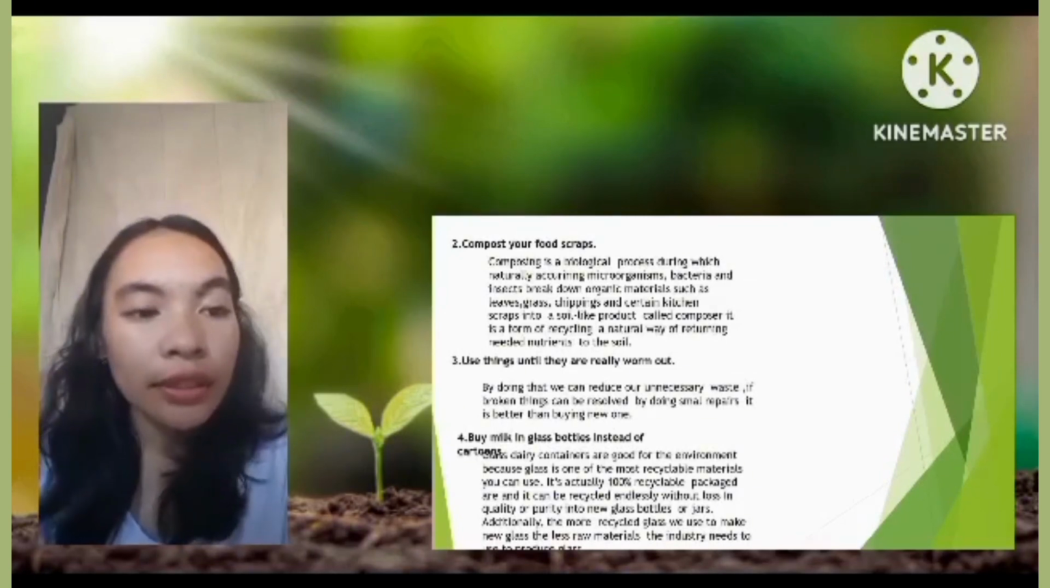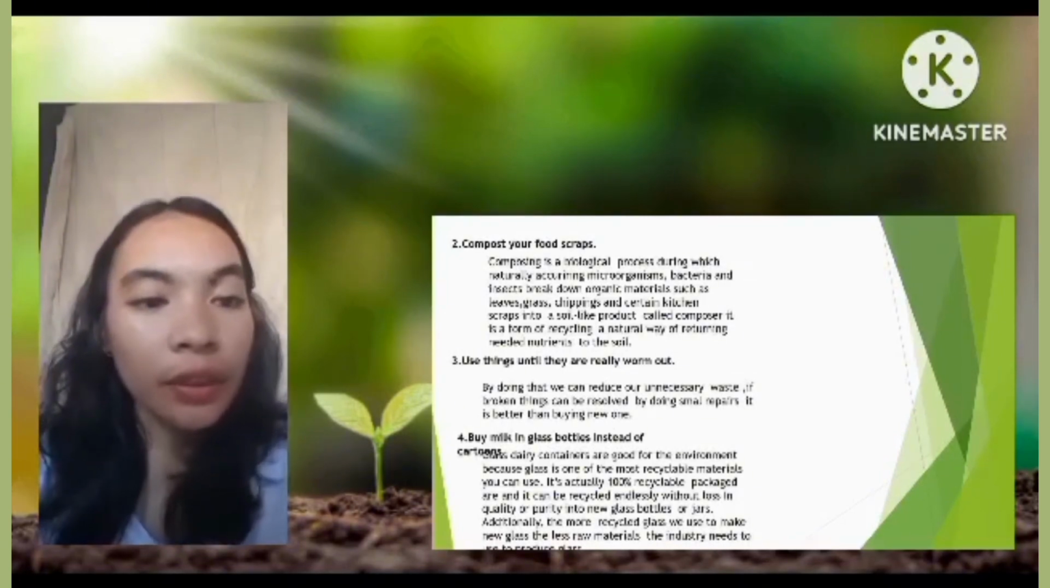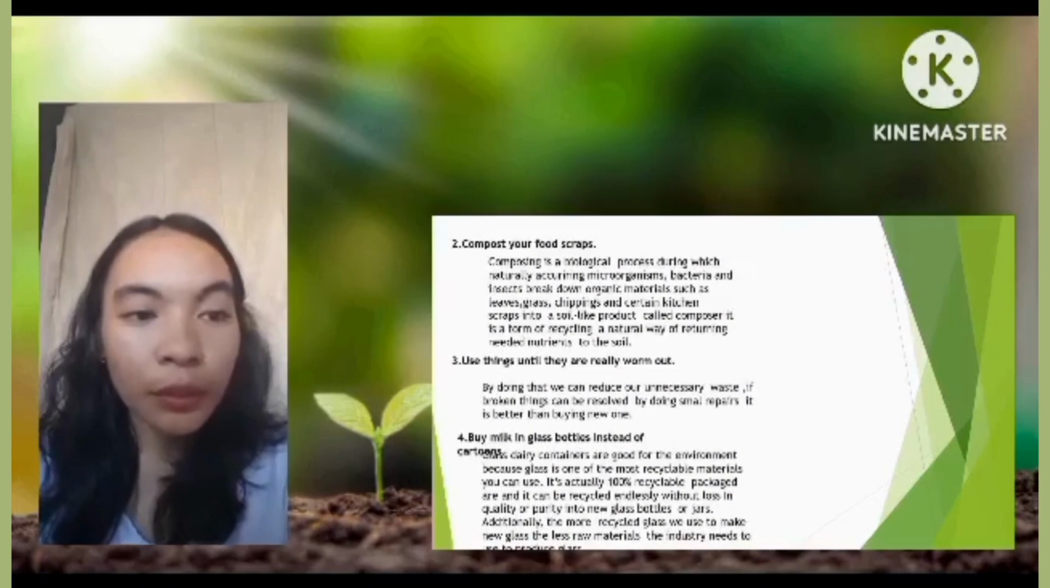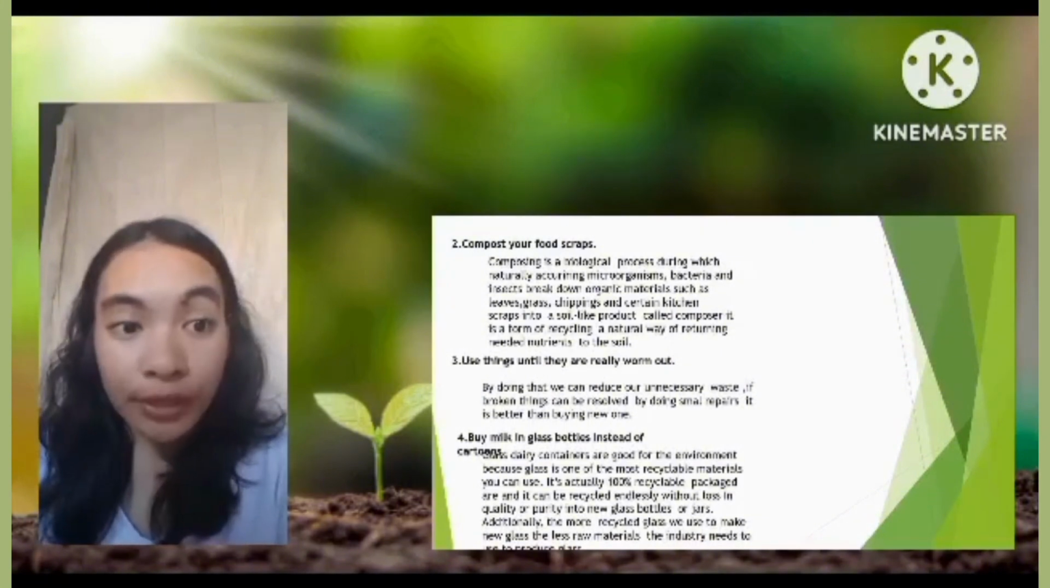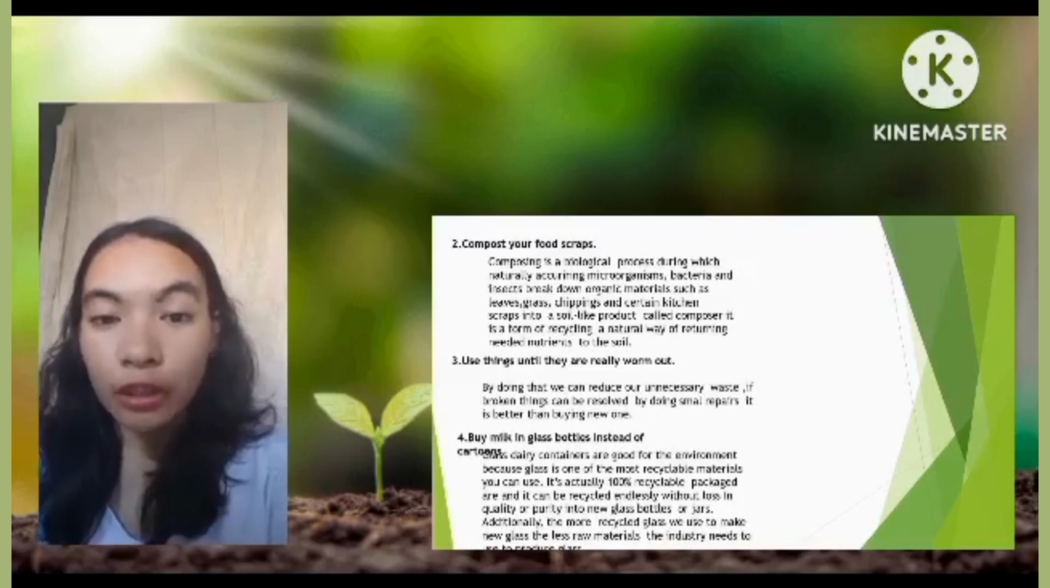Number 3, use things until they are really worn out. By doing that, we can reduce unnecessary waste. If broken things can be fixed by doing small repairs, it is better than buying a new one.